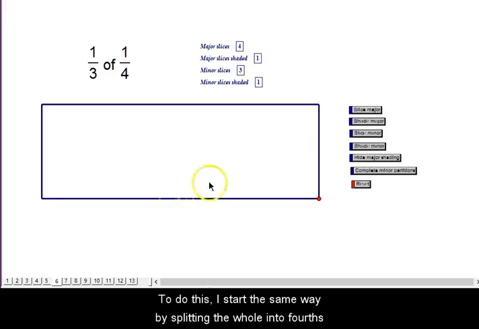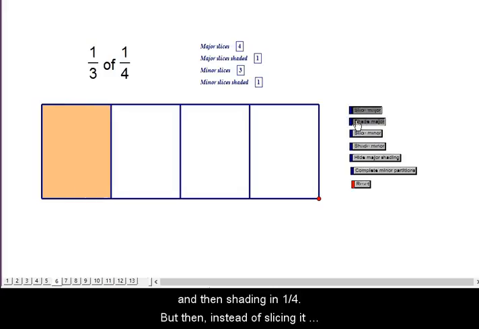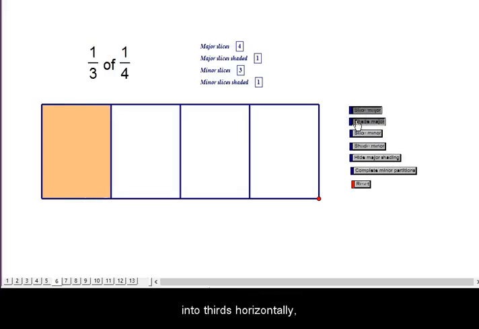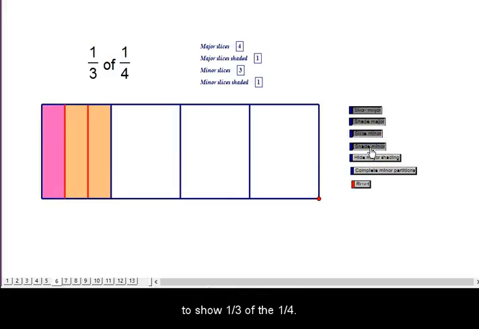To do this, I start the same way by splitting the whole into fourths and then shading in 1/4. But then, instead of slicing into thirds horizontally like I was doing before, I slice vertically and split the 1/4 into thirds this way, where 1/3 of the 4th is here, 1/3 of the 4th is here, and 1/3 of the 4th is here, and then I shade in one of them to show 1/3 of the 1/4.